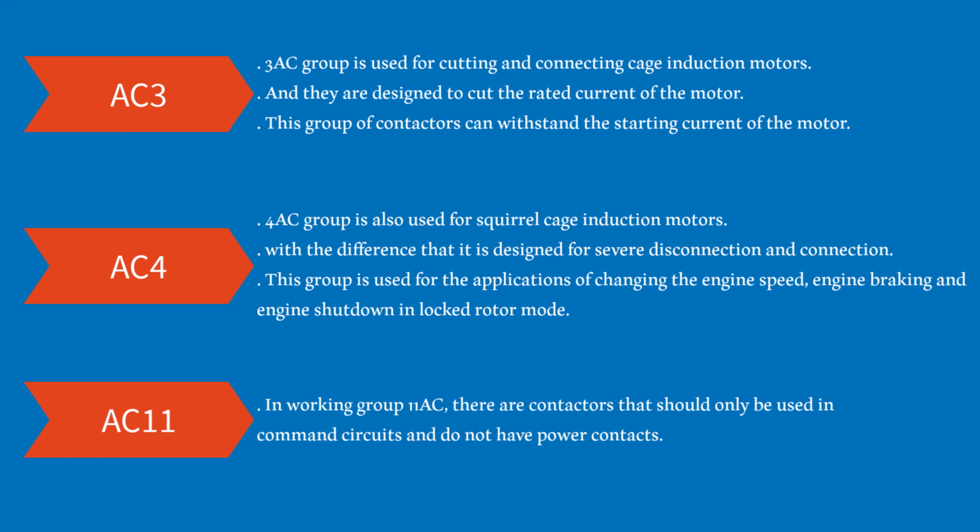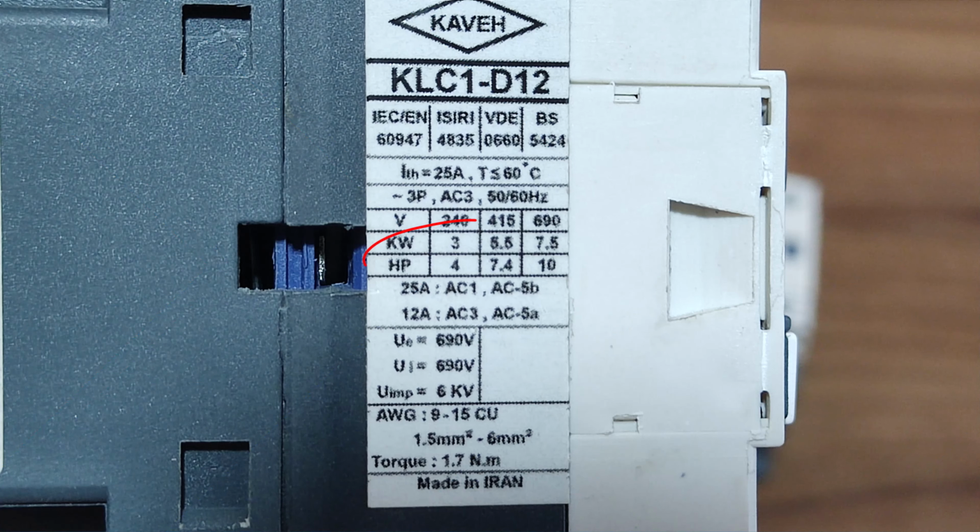In working group AC-11, there are contactors that should only be used in command circuits and do not have power contacts. In addition to the mentioned groups, there are other groups that are used to disconnect and connect the current of transformers, capacitor banks, etc. For information about these groups, you can refer to the file below. 7. Rated power. It is the maximum power that the contactor can pass and is usually written on it according to the contactor grouping and the voltage level.